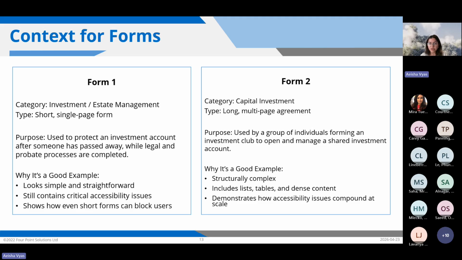And because it's long and structurally dense, accessibility issues can scale very quickly. If headings, tables, or form fields aren't tagged correctly, assistive technology users can lose context very easily. Together, these two forms give us a realistic view of both ends of the spectrum. A short form that looks easy and a complex one that reflects what many organizations deal with in production today.